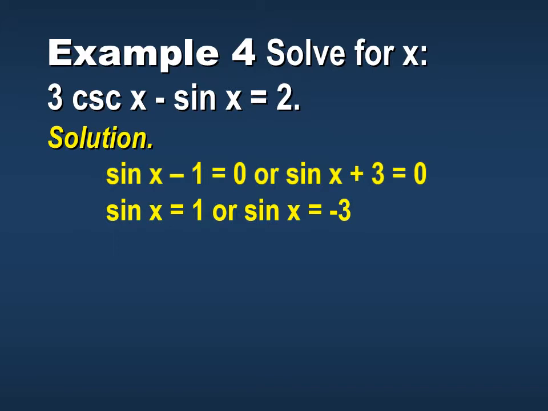So looking, we notice that there's no angle that if we plug it into sine, we get negative 3. That angle does not exist. So we can go ahead and cross that out. That's not a valid solution. And so we're looking at just one, and we just get the answer pi over 2. That's the only angle that's a solution for x.